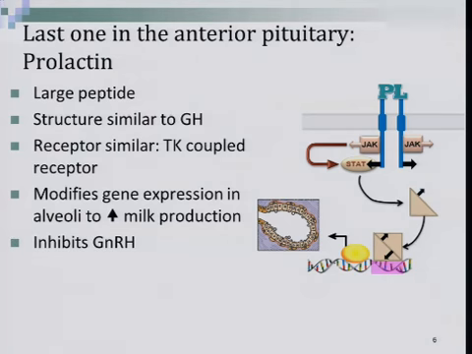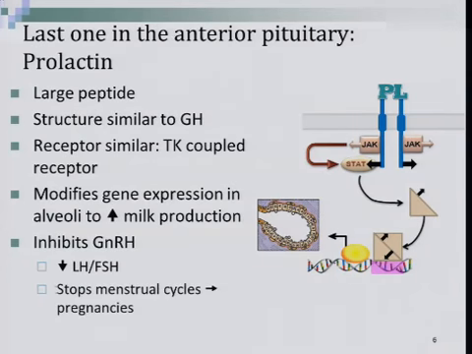It also inhibits gonadotropin releasing hormone release, which leads to a decrease in LH and FSH. And therefore, high levels of prolactin will result in stopping menstrual cycles, so that a woman's either lactating and devoting her energy stores to that, or she's pregnant and devoting her energy stores to that. This is called lactational amenorrhea.